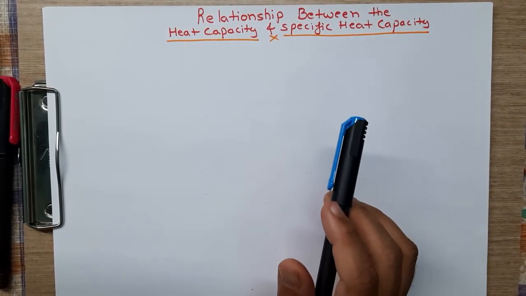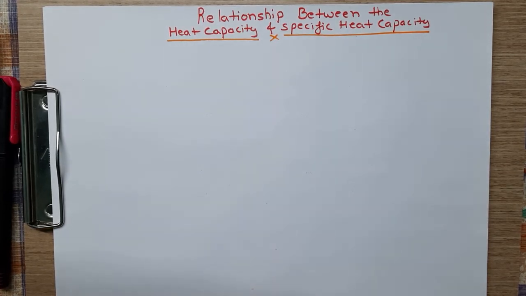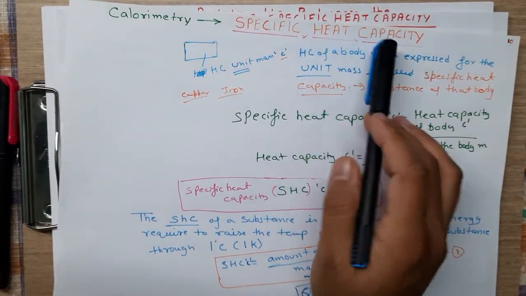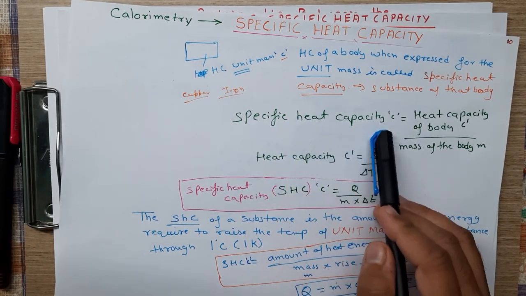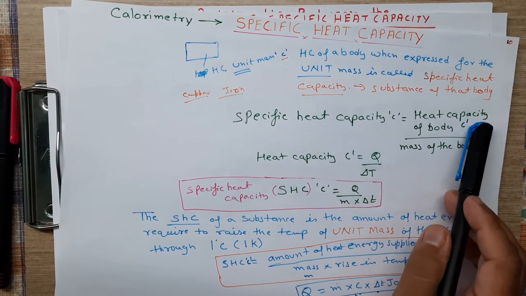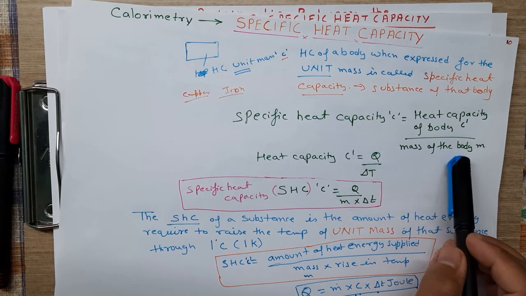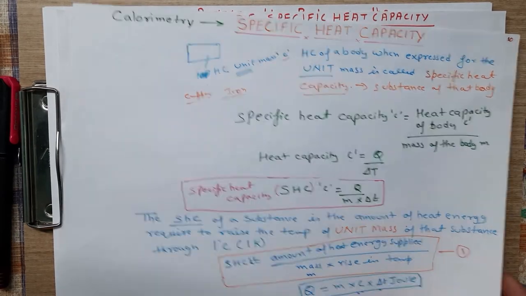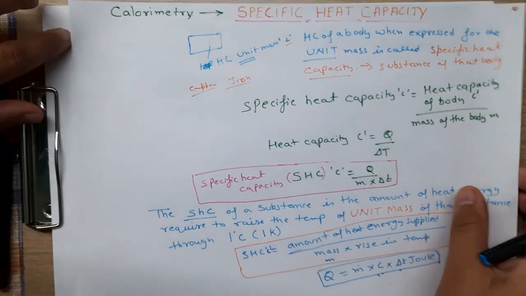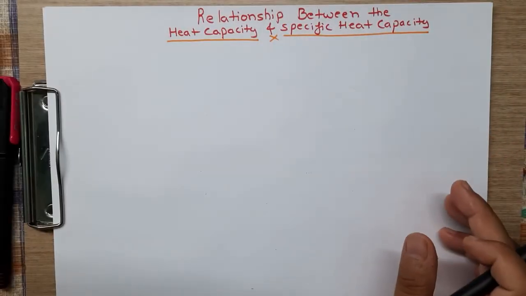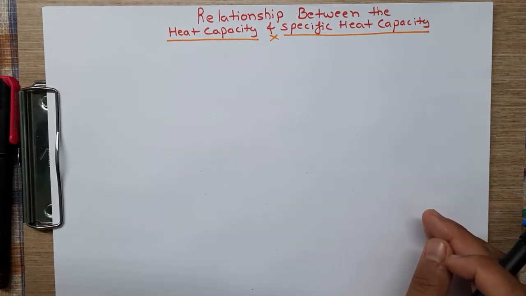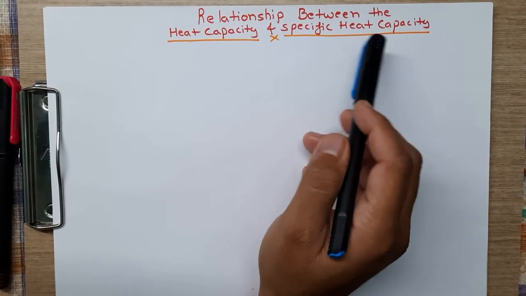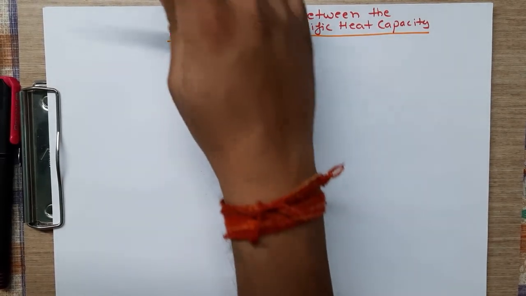So this is very easy, just a one-liner topic, where if you can see in my earlier video, I have mentioned when I was explaining specific heat capacity, that specific heat capacity C is equal to heat capacity of that body C dash divided by mass of the body m, right? So this is the formula we read earlier. Now we will try to find a relationship between the heat capacity and specific heat capacity, right? So let me just write the formula first.